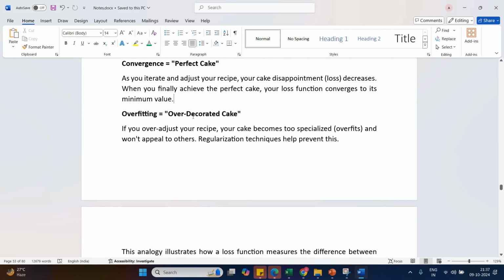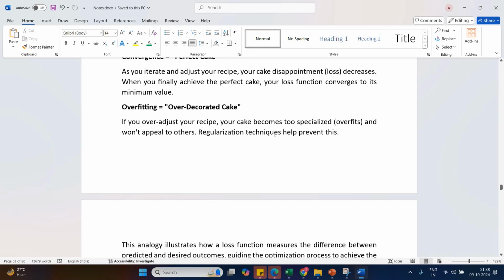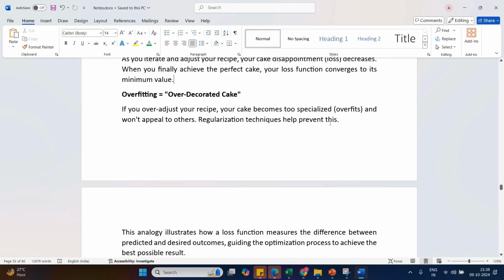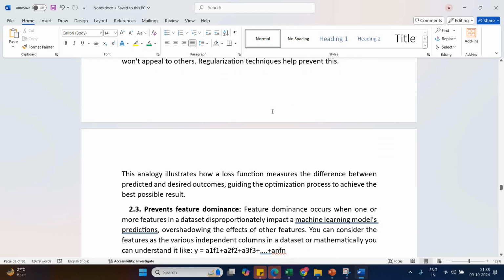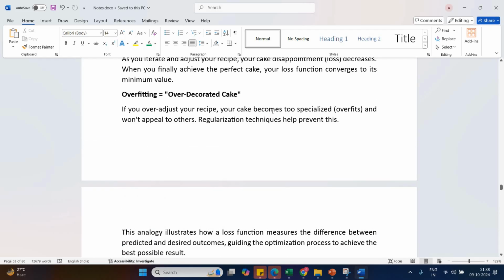And then comes the concept of overfitting. Overfitting means you have created an over-decorated cake. If you over-adjust your recipe, your cake becomes too specialized. I mean, it becomes overfitted. You are preparing a vanilla cake, but it looks like something else. If you are overfitting, maybe it's altogether a vanilla cake, but the kind of toppings and decoration you have done make it look like something else, right? So with overfitting, you also have to take care and stay away from it.